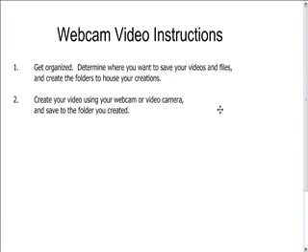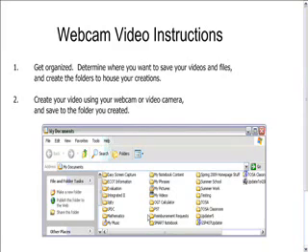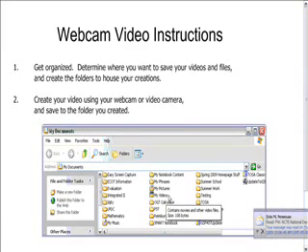You want to determine where you want to save your videos and files and create folders to house your creations. By default, the videos are most likely going to go inside My Documents and into My Videos. If you want to put them somewhere else, that's fine. I would suggest creating the folders that you want first so that they're already created when you make your videos. Step 2 is to create your video using your webcam or video camera and save to the folder that you have decided to.